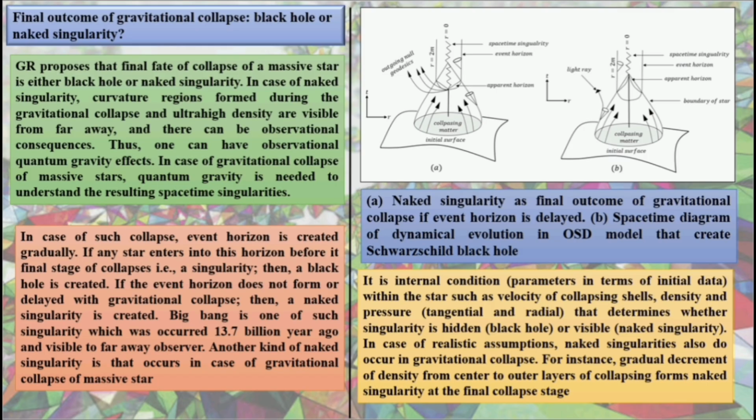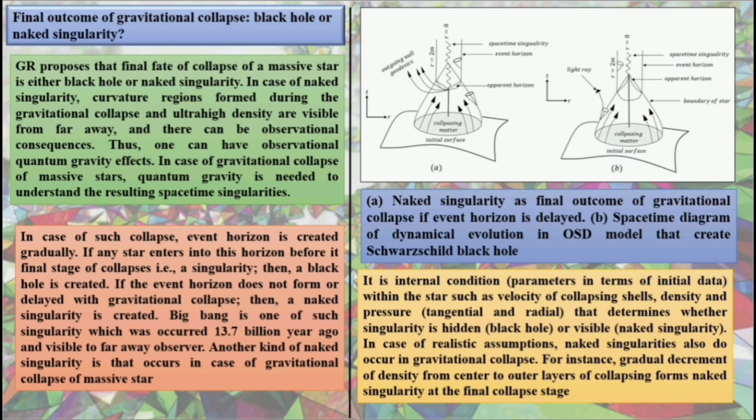If the event horizon doesn't form or is delayed with gravitational collapse, then a naked singularity is created. The Big Bang is one such singularity that occurred 13.7 billion years ago and is visible to a faraway observer by observations. Another kind of naked singularity occurs in the case of gravitational collapse of massive stars.